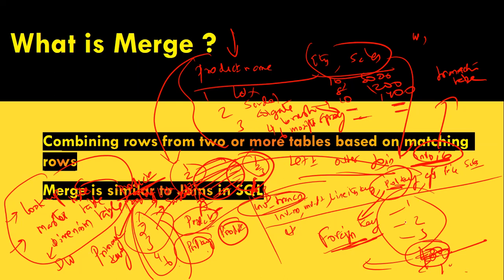Is there any scenario? Can you tell me when the right outer join can be used? Yeah, I have already unmuted you all. You can tell me. Is there any other scenario where we can do a right outer join?